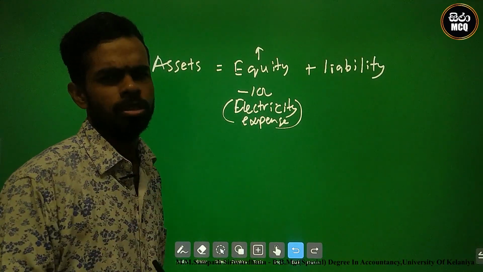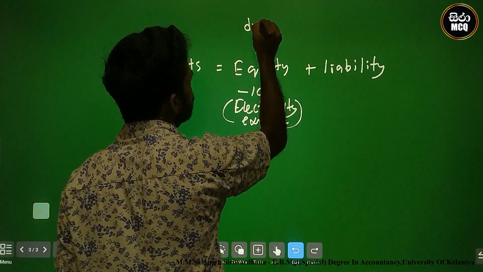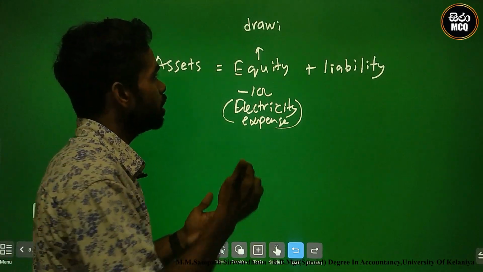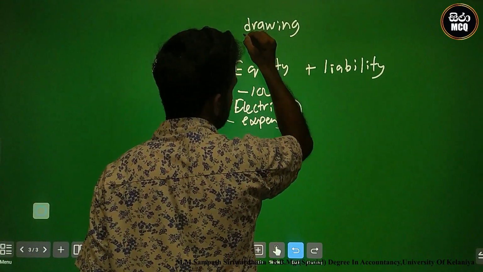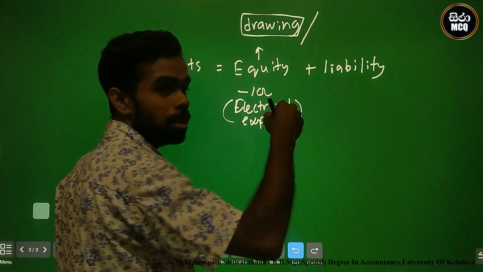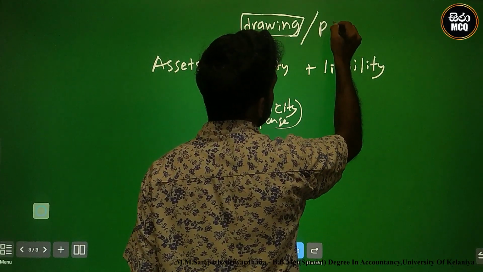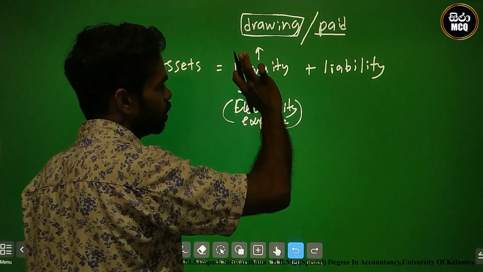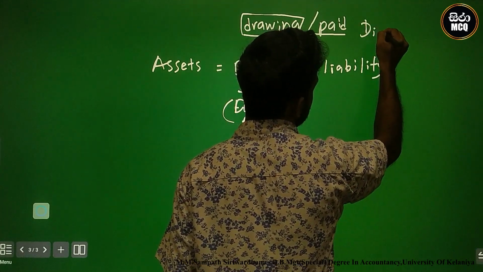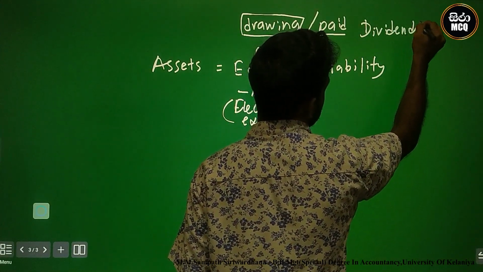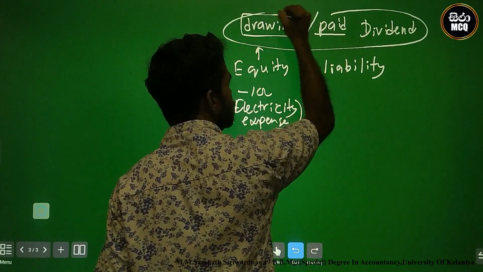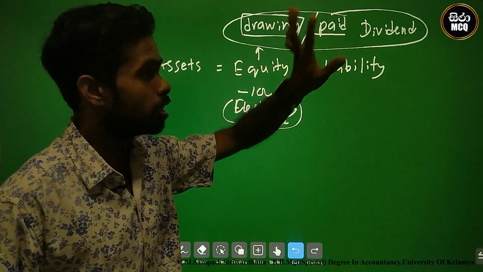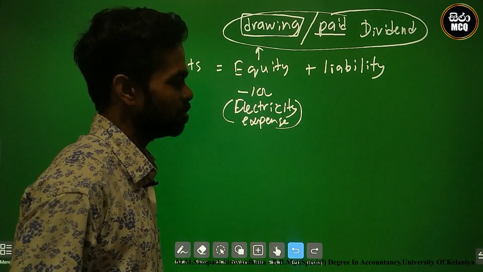distributions to stakeholders. Distributing means drawings, if it is a sole proprietorship. This is drawings, this is distribution. The other one, in a company, is paid dividends. This is distributing to stakeholders. Other than these, we can identify an expense. These are not expenses. This is the expense.